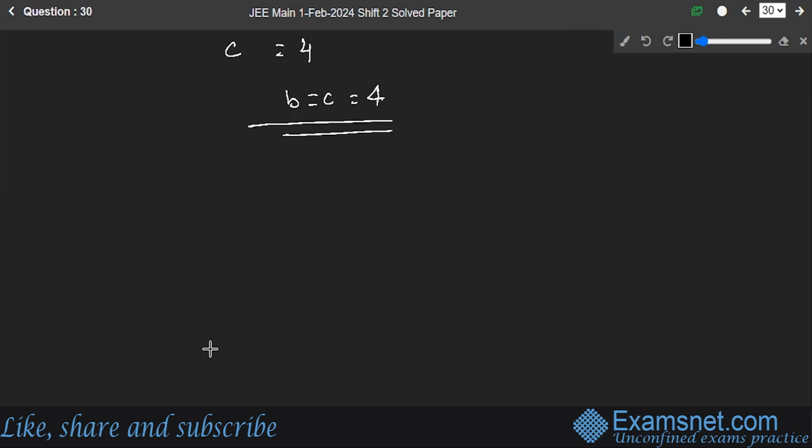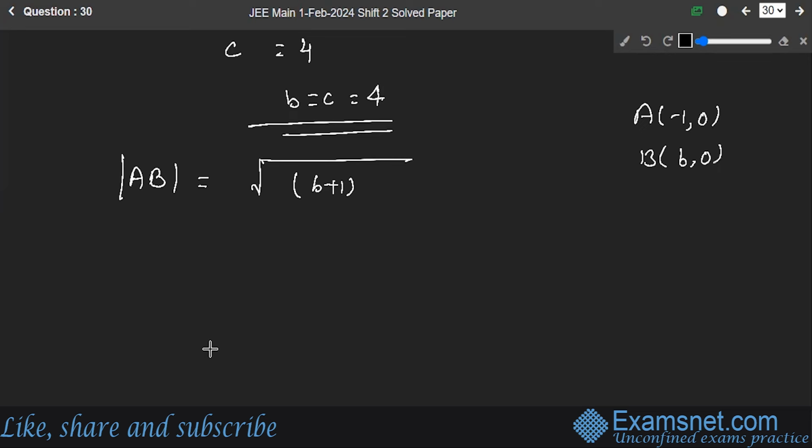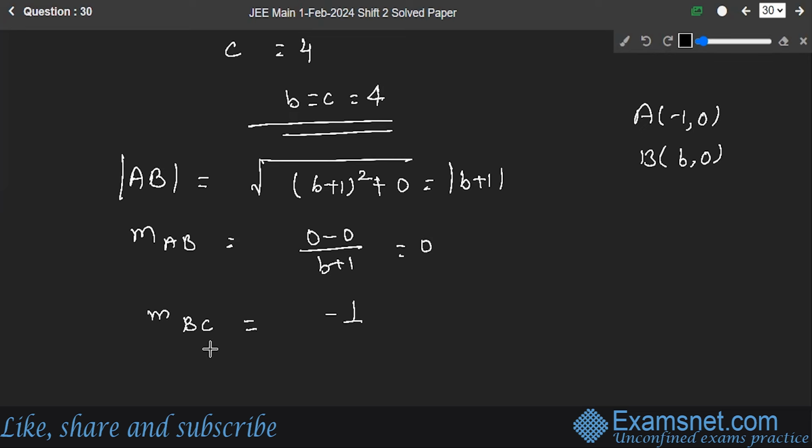And now, what is the length of your side AB? AB length will be given by root of (b minus of minus 1) square plus 0. What is your A point? It was minus 1, 0, and B was b, comma 0. So this is equal to mod of b plus 1. Slope of AB will be given by 0 minus 0 upon b plus 1, which is equal to 0. Similarly, slope of BC will be given by minus 1 by root 3.